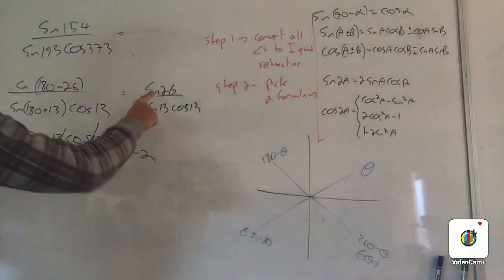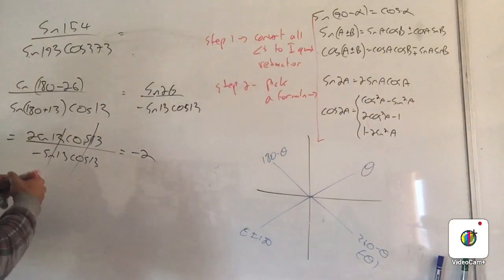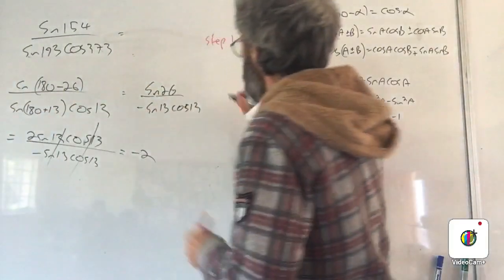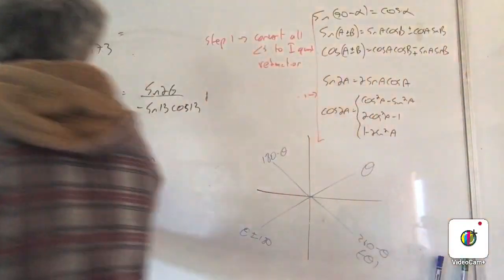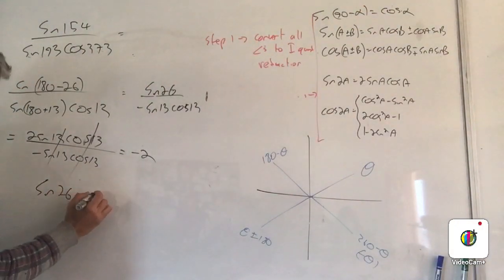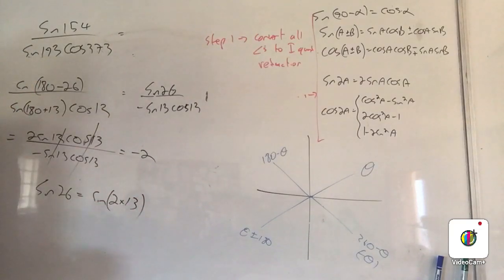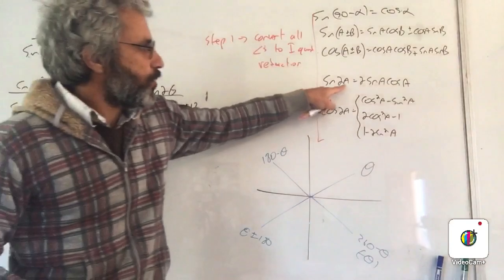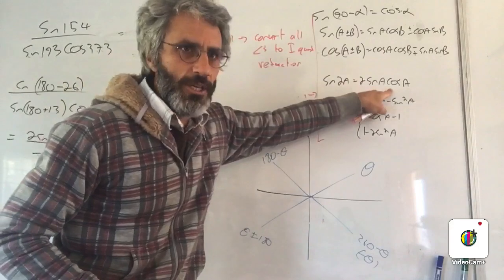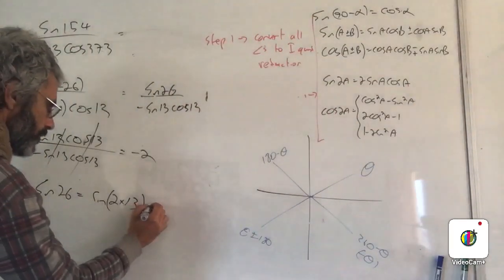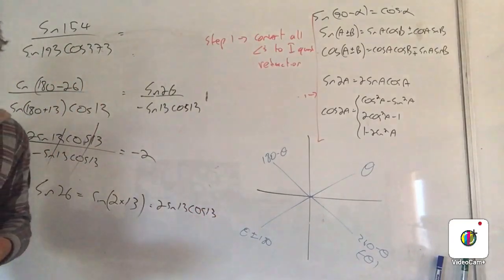Okay, so there was a question. How do I go from here to there? So I'm just going to write it here. Shh, guys, please. So sine 26, let's just work on sine 26. Sine 26, I can write as sine 2 times 13. Is that alright? Okay, so sine 2 times 13, just replace A with 13, is 2 sine 13 cosine 13. As they say, the rest is history.